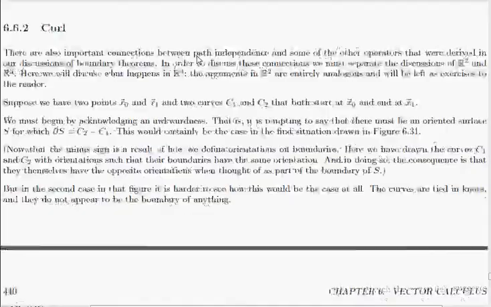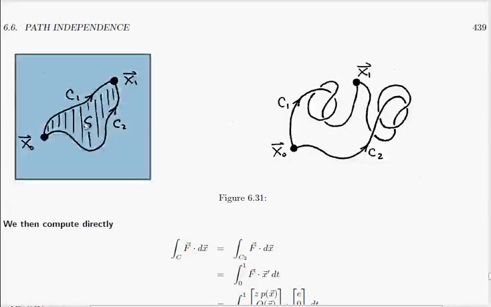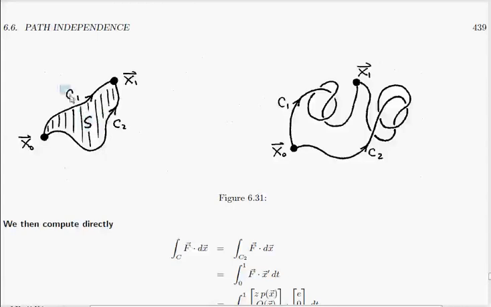First, we set up a picture like this, and we say, let's suppose we have some surface with a boundary curve made up of two chunks that we're going to orient in such a way that these two chunks of curve have the same boundary points, and therefore they have opposite orientations when thought of as part of the boundary of S. Right. So we're going to do the same thing now in R2.